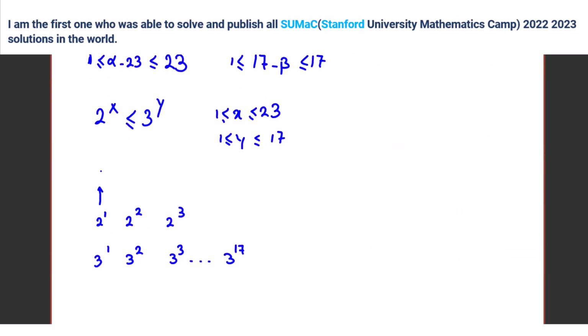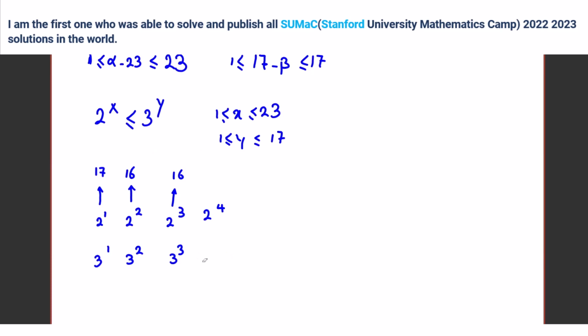2 to the 1, how many of them? 17, right? For 2 squared, it is what? From here, right? 16. Okay. For 2 cubed, from here again, 16. Do you agree if we write like this, we can quickly calculate?